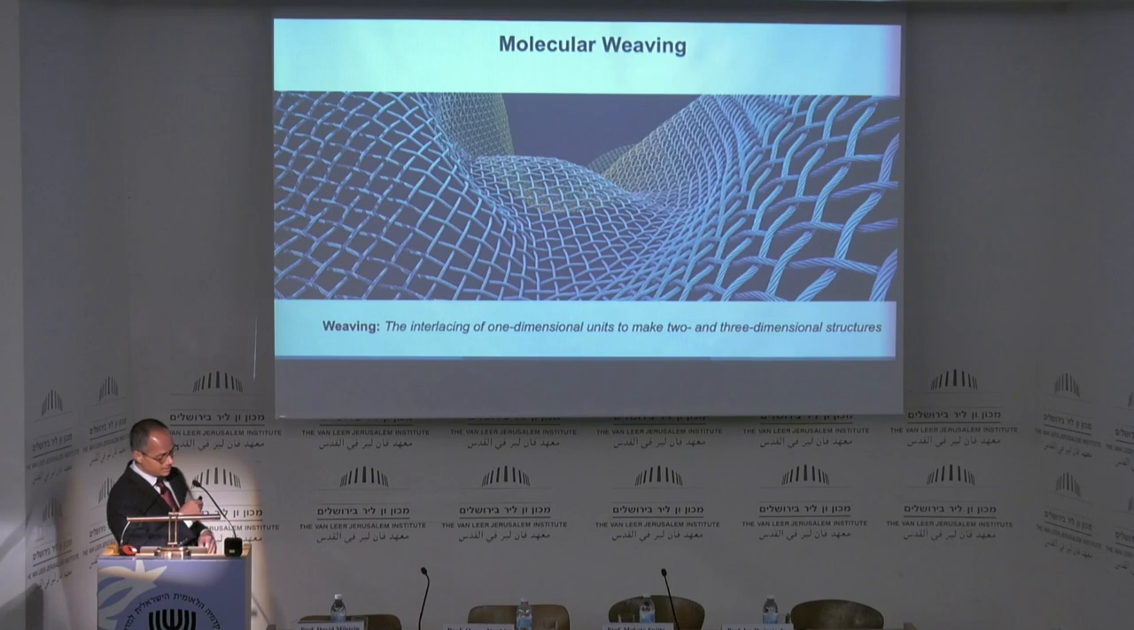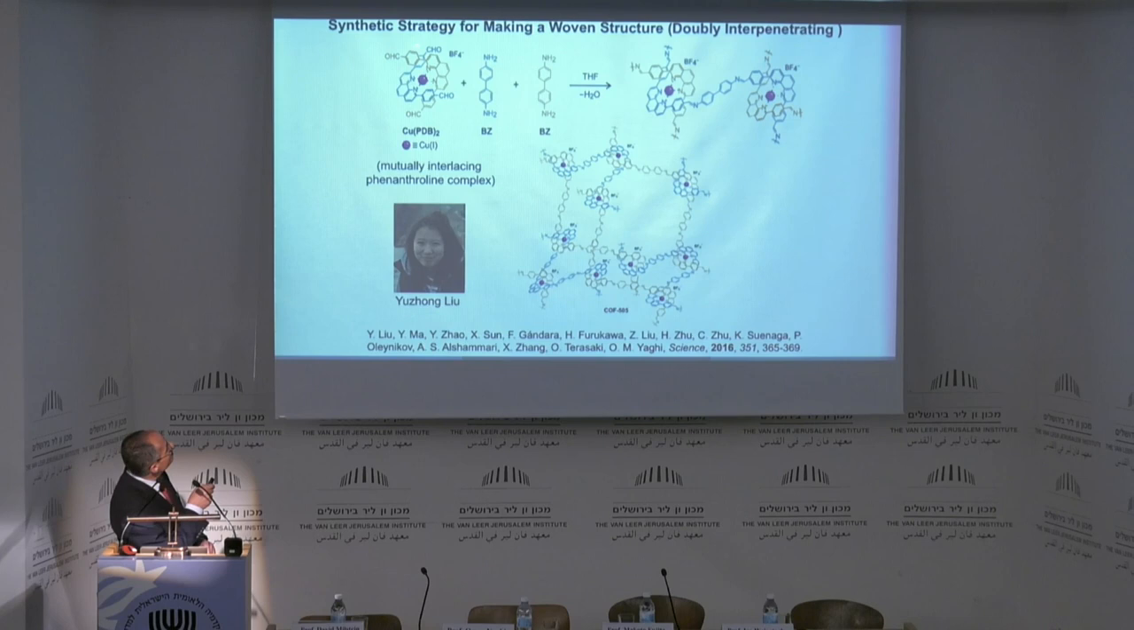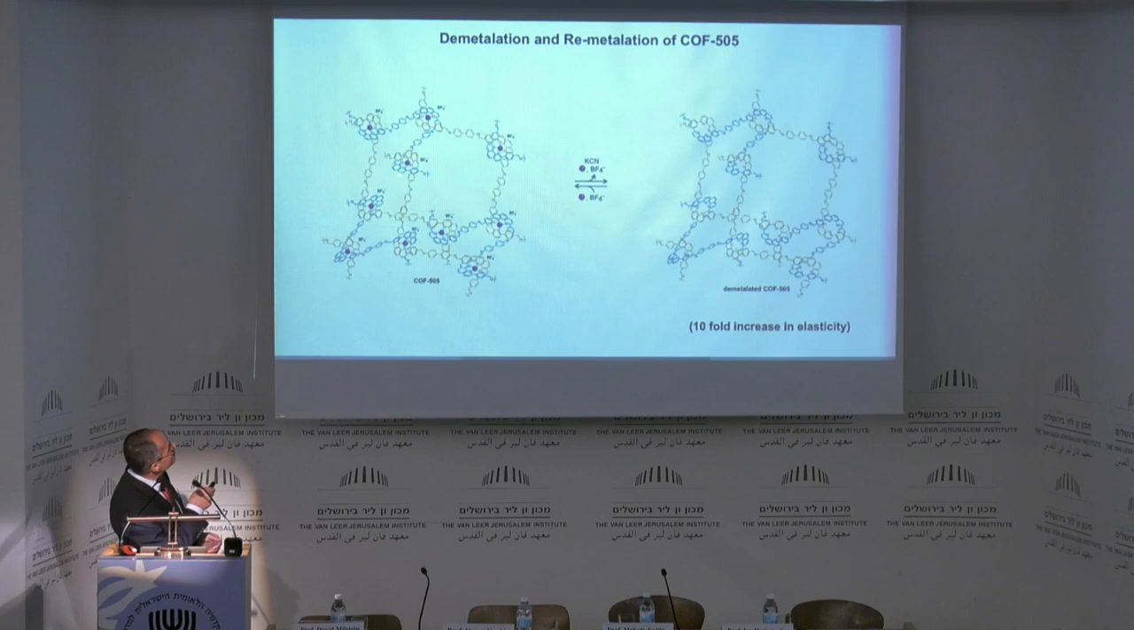So you take this up and down diphenanthroline complex, functionalize it with aldehyde, copolymerize it with imine, and you make a thread that weaves in with another thread by virtue of the copper bringing the phenanthroline units together. This is an ordered structure. I'll show you the X-ray diffraction shortly. And you can remove the copper, and the structure does not get unraveled. This demetalated form can be metalated, and you can go back and forth between the two.